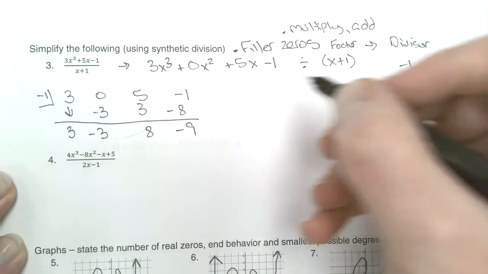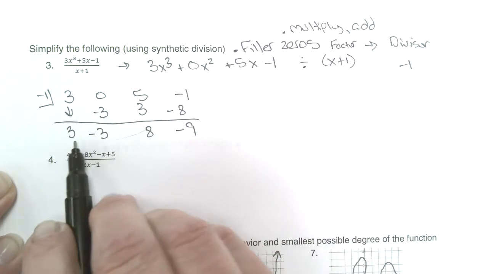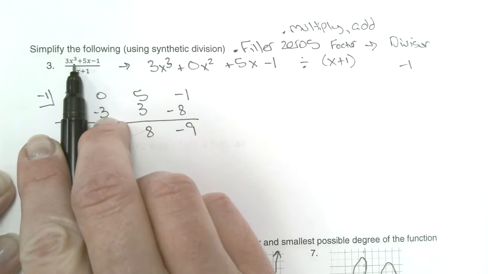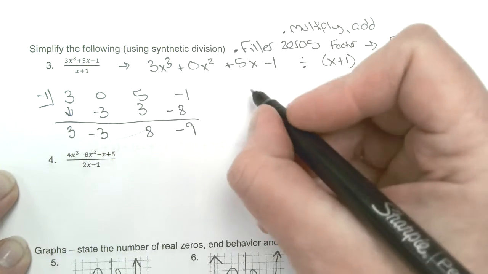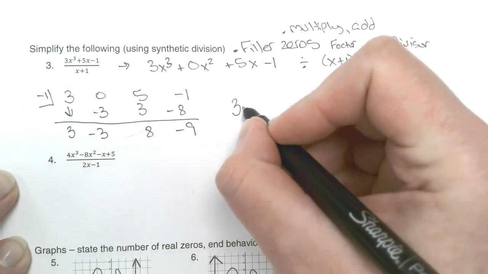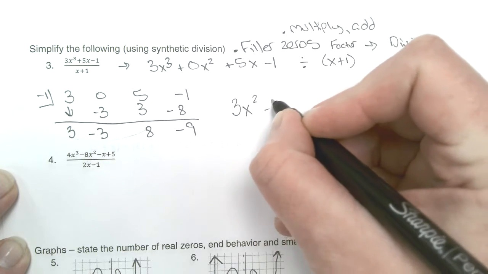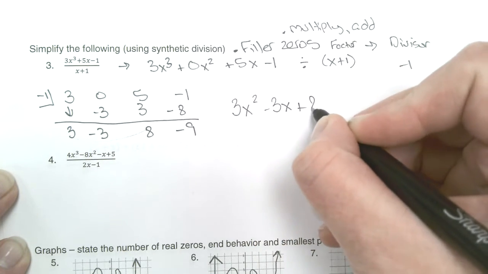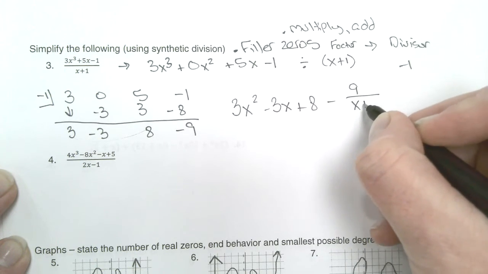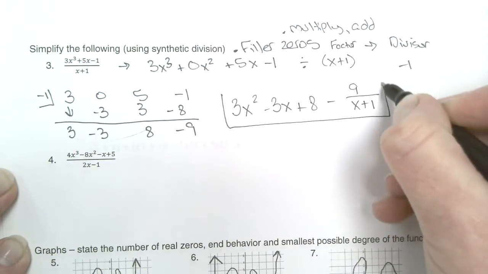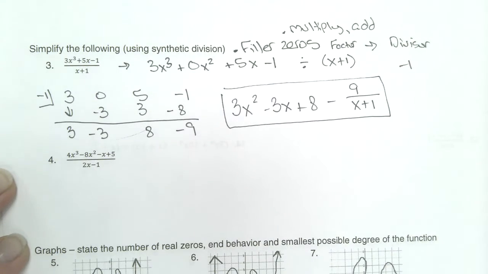There we go. And then we need to put our variables back in. If we started off with x to the third, that means in our answer, we get x to the second as our starter. So 3x squared minus 3x plus 8 minus 9 over x plus 1. And you're going to do number 4 for your homework.